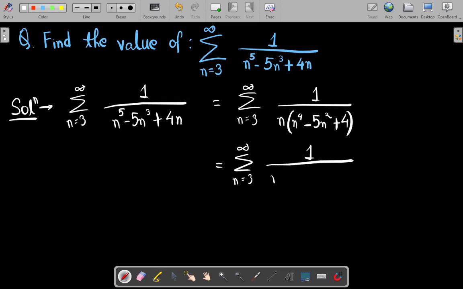then we can write it as 1 upon n times, this can be written as 4n square minus n square. And the product is 4n to the power 4, right? So this becomes n square minus 4 times n square minus 1. This becomes n to the power 4 minus 4n square minus n square, so 5n square, and plus 4. Okay, so this can be written like this.